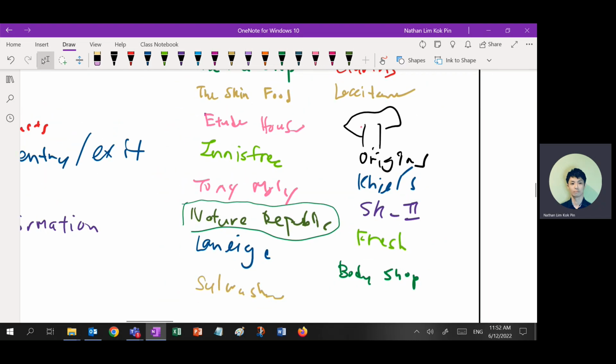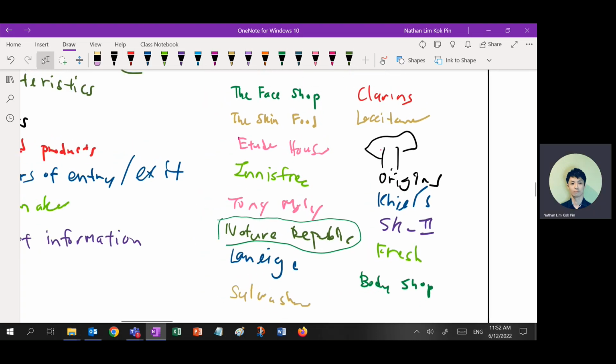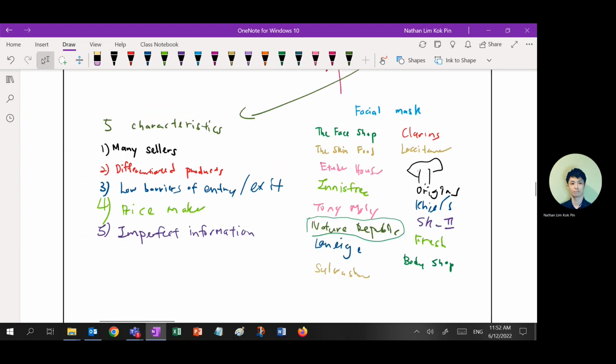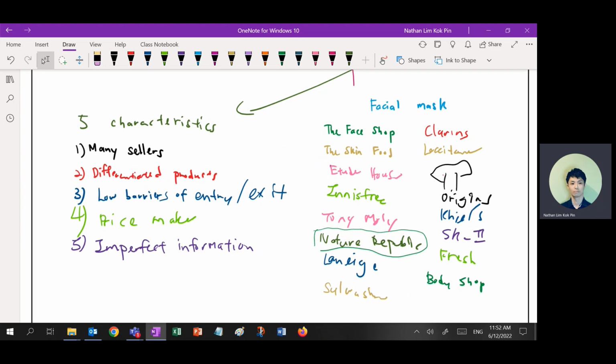Origins, the flagship one is the big mushroom. Do you know? Origins always put their mushroom in their posters. If you pass by Pyramid today, you go and see Origins, right? They always say, oh, we have this big mushroom essence, very good. So this is how they differentiate, and low barriers of exit.